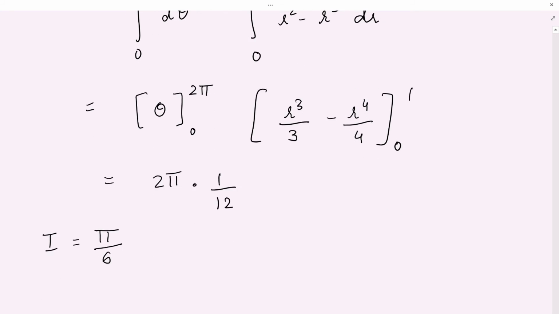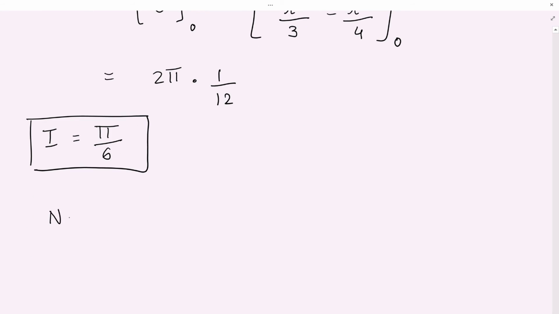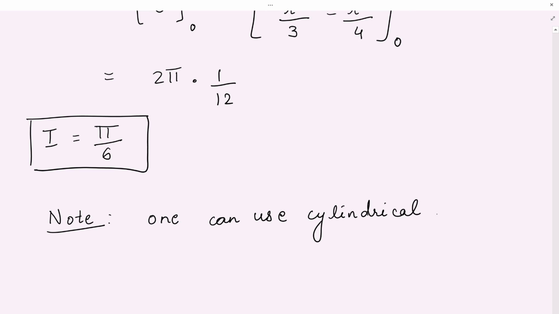Those who want to use cylindrical polar coordinates, note, one can use cylindrical polar coordinates. What are they? x is equal to rho cos phi, y is equal to rho sin phi, all that you can use. The answer will come the same.